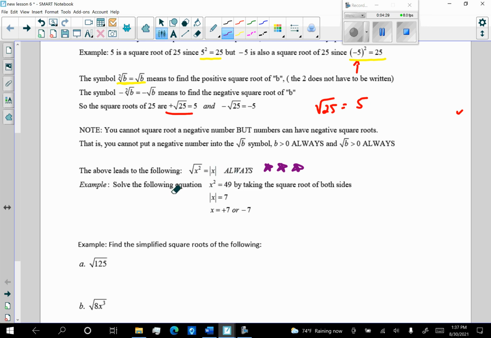If I have this equation, x squared is equal to 49, I'm going to take the square root of both sides. Hey, what's the square root of x squared? The square root of x squared is the absolute value of x. Hey, what's the square root of 49? It's just 7. And now if I have the absolute value of x as 7, and we did these in Algebra 2 absolute value equations, I know x is positive 7, x is negative 7.